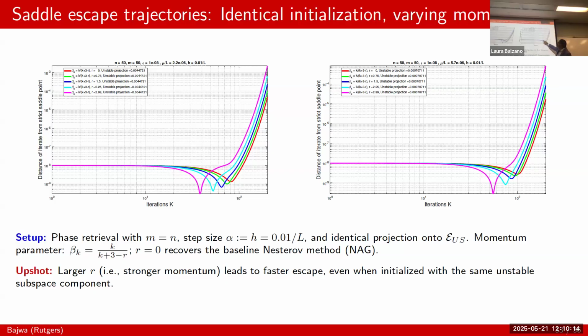So here, the red is Nesterov. Okay, so you can see that it doesn't get pulled that much to the saddle, but it also escapes much later, whereas over here, in about half the iterations, it has started escaping and escapes much faster.